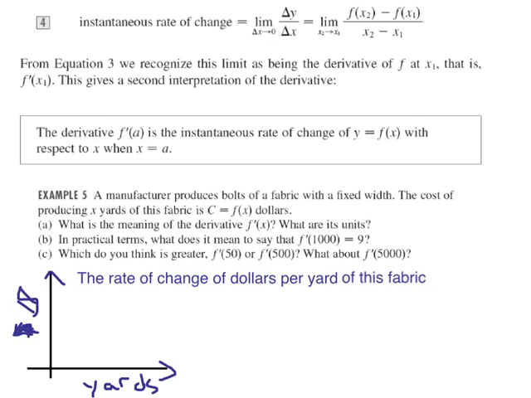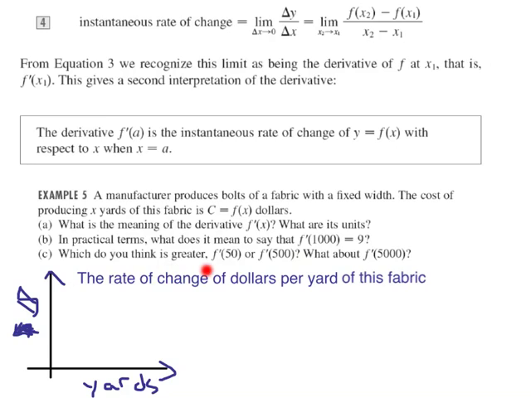All right, for B, in practical terms, what does it mean to say that f prime of 1,000 equals 9? Well, again, just think about what variables these represent. So if y was the cost, then if f prime equals 9, then 9 is the rate of change of dollars per yard of this fabric, and it says when x is 1,000. So when you have sold 1,000 yards of fabric. Okay, so it's $9 per yard when you have sold 1,000 yards. I'm going to let you write that down yourself.